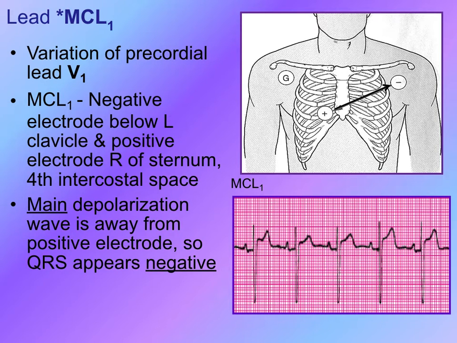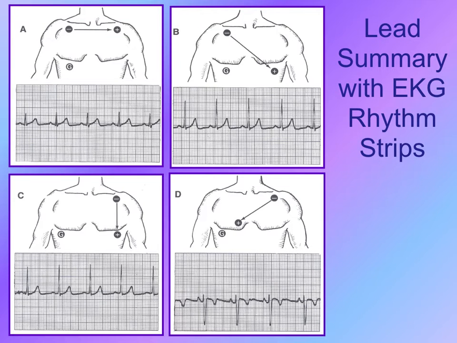The negative electrode is below the left clavicle, and the positive electrode is right of the sternum in the fourth intercostal space. The main depolarization wave is away from the positive, so we're traveling toward the negative. Therefore, we will have a negative deflection on our ECG tracing below the baseline. Here's a summary slide showing you how each mechanism is traveling and how the machine will be reading the conduction system and reading the travel of the electrical current as it's traveling from point A to point B for each of those lead placements.